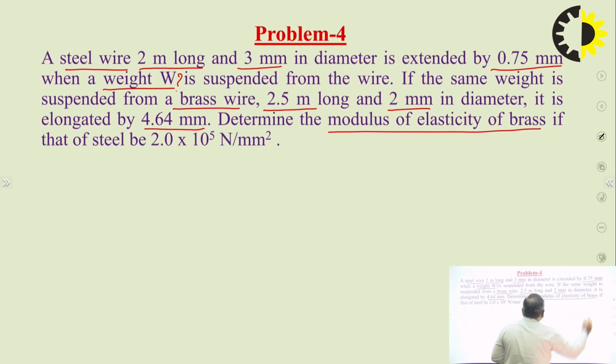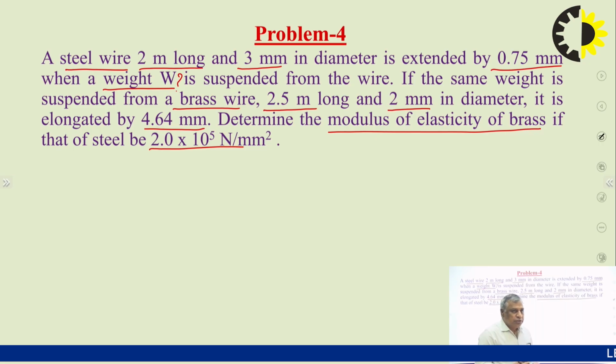Find the modulus of elasticity of brass, if the modulus of elasticity of the steel is given as 2 into 10 to the power 5 Newton per mm square. This is a problem. In the very first step, we will try to find out the load W. Once the load is known, then the length of the brass wire, its diameter and elongation are known. So we can calculate sigma and epsilon, and within the elastic limit, we can use Hooke's law to determine the modulus of elasticity. So we will attempt this problem.